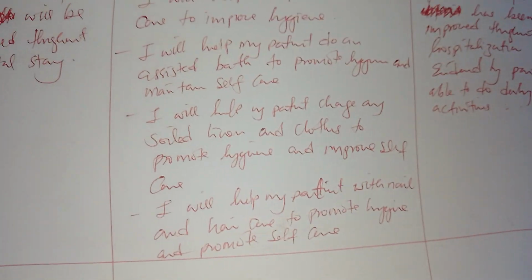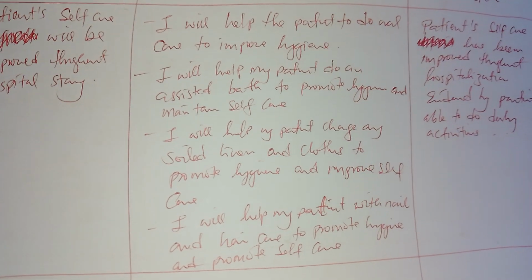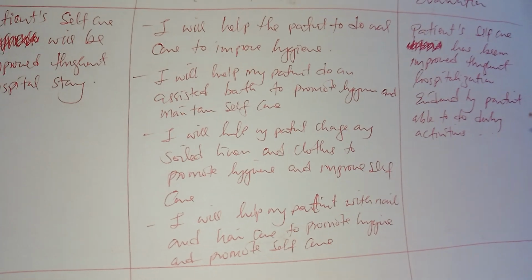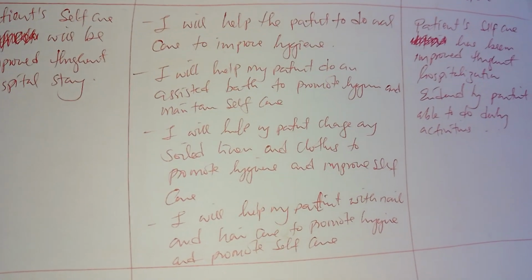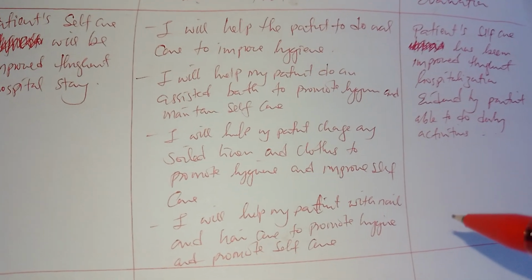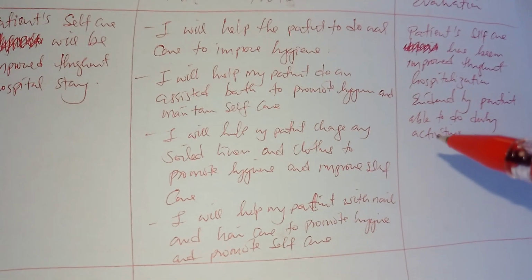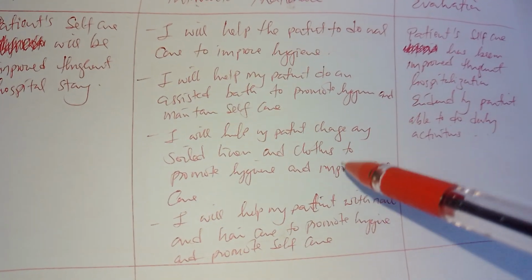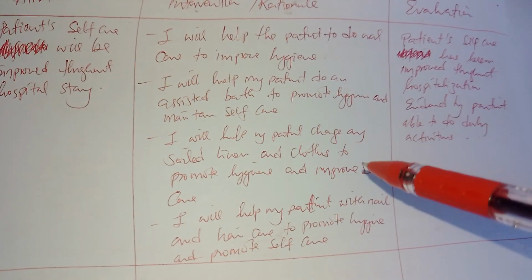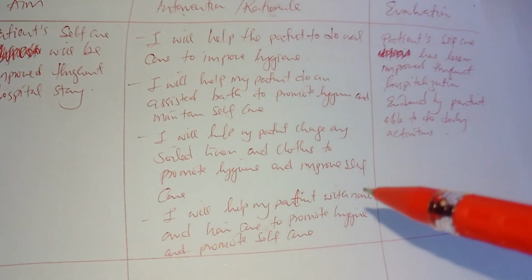Okay, now with this one, if the patient was in a coma, you are not going to help the patient. Okay, here you're going to do it on the patient to promote hygiene or to improve hygiene. Okay, here, because the patient is partially bedridden, that's why you are helping. If the patient is completely bedridden and is in coma, you're going to do it for them. Okay, I hope that is clear.